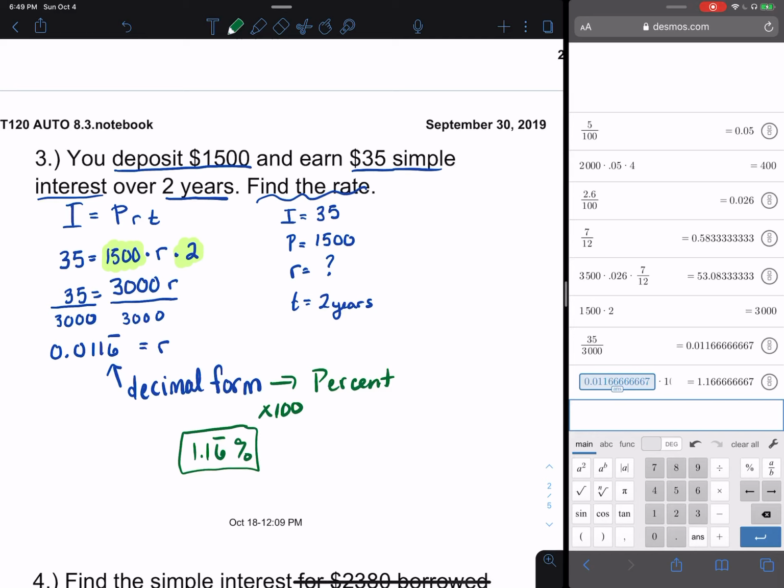But they typically ask us to round percents to the nearest tenth. Remember, that's one digit after the decimal point. So that 6 tells me to bump that one up. So if I had to round to the nearest tenth, I would say it's 1.2%.